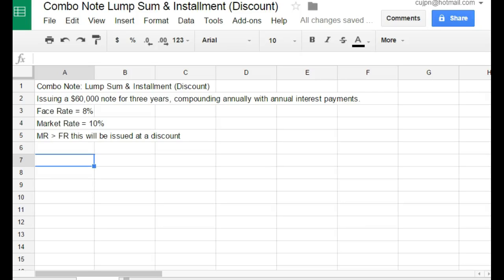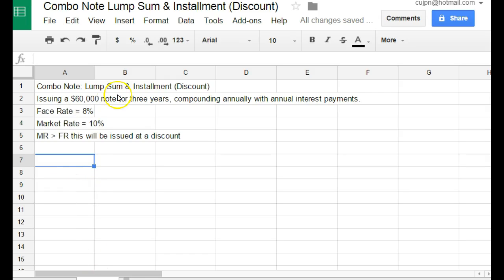Hello, we're going to go through the combo note here. We just learned the installment note. We learned the lump sum note. Now this note takes on elements of both a lump sum and an installment note. We're going to call this the combo note, and we're going to focus right now on the discounted note.